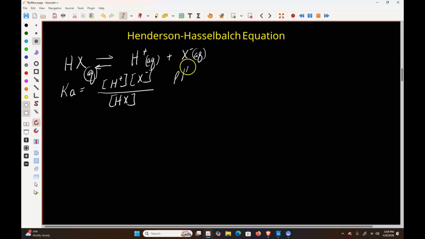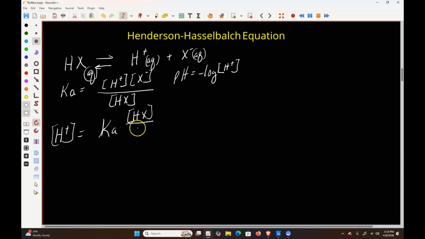We know that pH is equal to the negative log of the H plus. So let's take out the H plus in this equation here. If I take out the H plus, it's going to equal the Ka times the concentration of HX over the concentration of X negative.